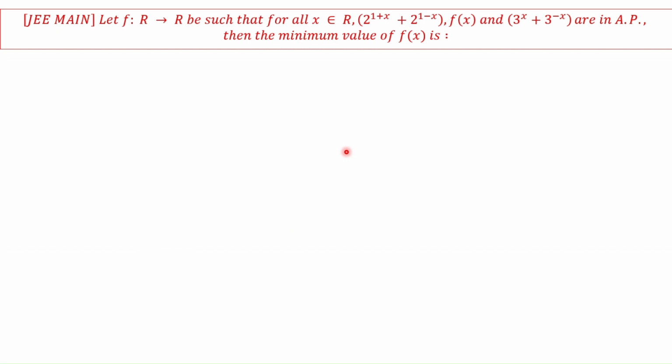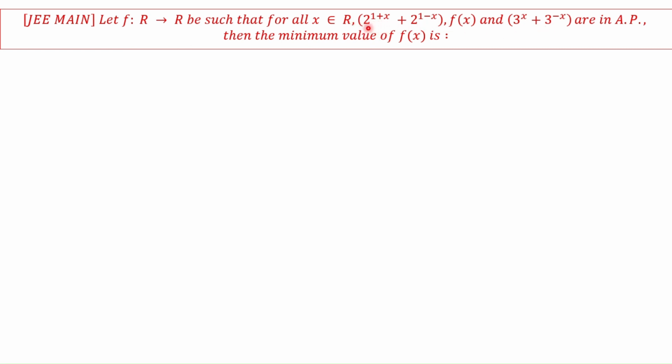Let a function f be defined from real to real such that for all x belonging to R, 2 to the power of 1 plus x plus 2 to the power of 1 minus x, comma, f of x and 3 to the power of x plus 3 to the power of minus x are in AP. Then what is the minimum value of the function f of x? If you see here, this is very weird. The problem looks very complicated from the top, but it's very easy once you see the solution.